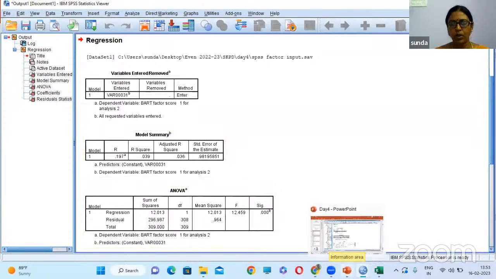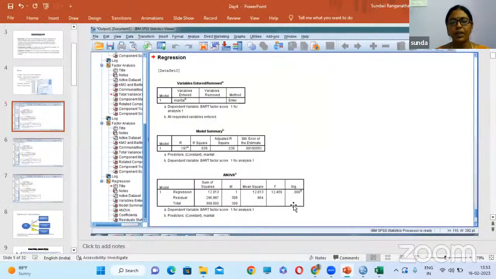So let us now move on to my PPT to see how to interpret this. So this is significant. To find out whether there is association, whether the regression model is fitting or not, we will only be considering the level of significance, 0.000, which is significant. So this first factor has an influence. Marital status has an influence.